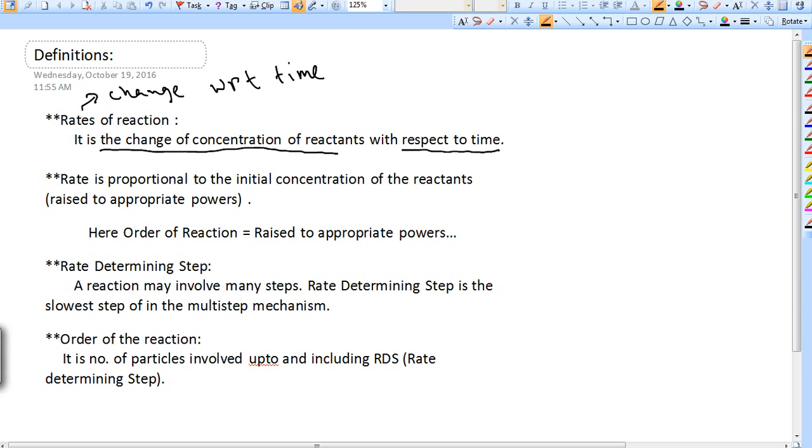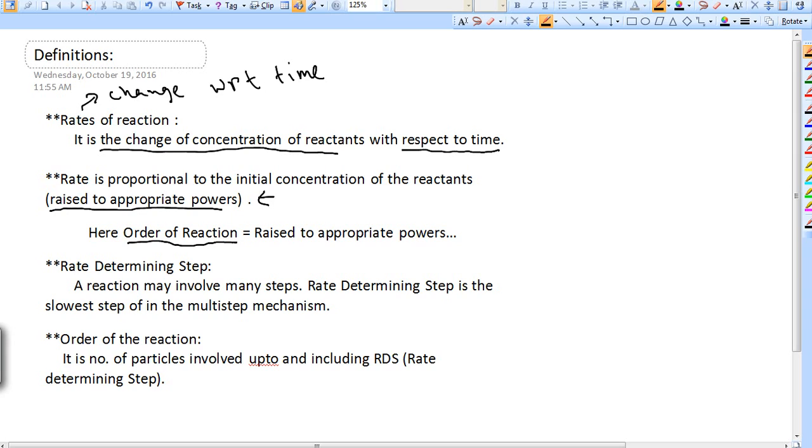Here is the new thing that you will come across: raised to appropriate powers. What does this mean? Let us read this again. Rate is proportional to the initial concentration of the reactants raised to appropriate powers. What does this particularly mean? Here, the order of reaction is the appropriate power. We will come across this later on.